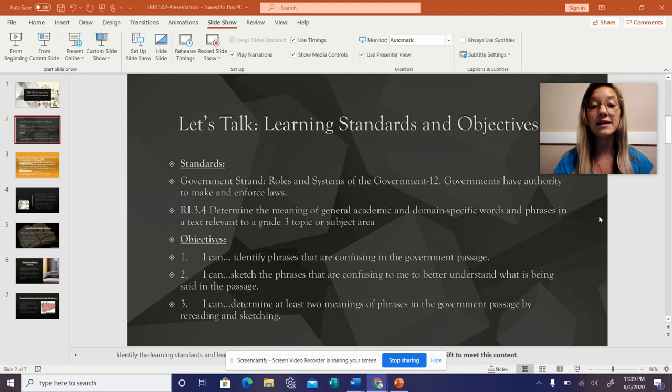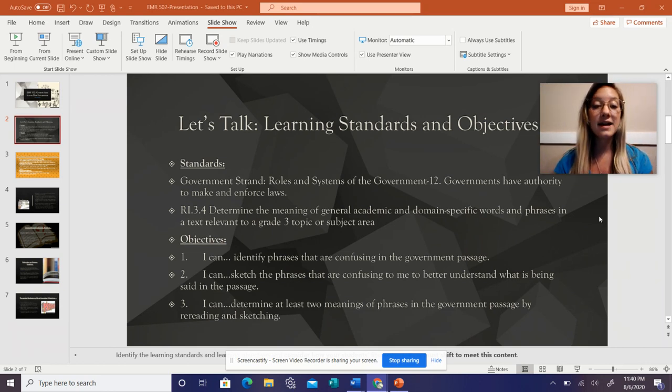So number one, I can identify phrases that are confusing in the government passage. This is going to go along with the strategy that I use later on that I will talk about. Number two, I can sketch the phrases that are confusing to me to better understand what is being said in the passage. And number three, I can determine at least two meanings of phrases in the government passage by rereading and sketching. And this is going to relate back to the reading standard.